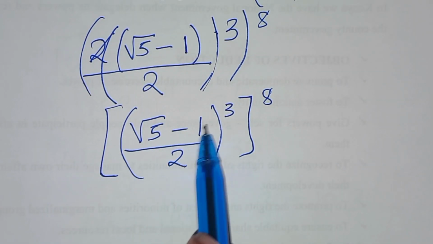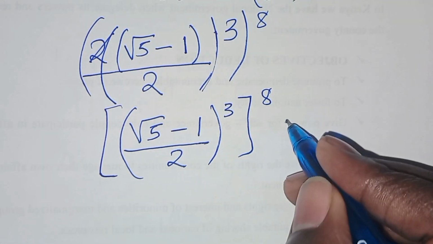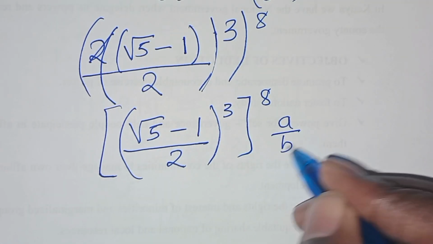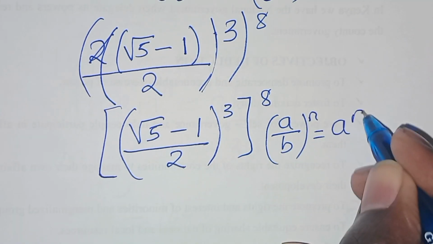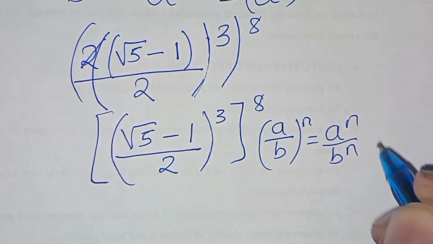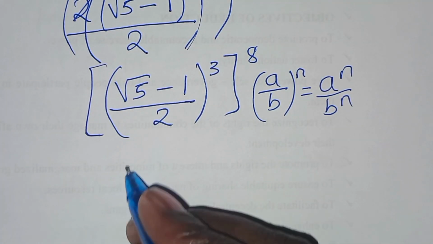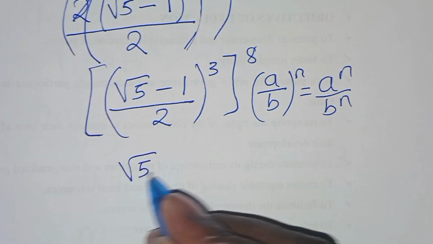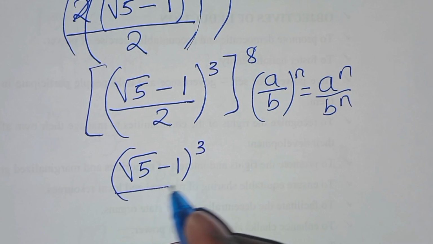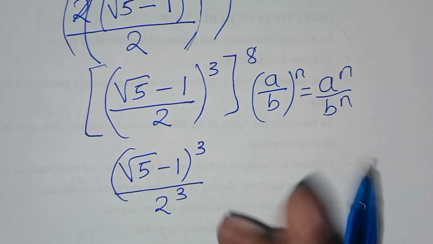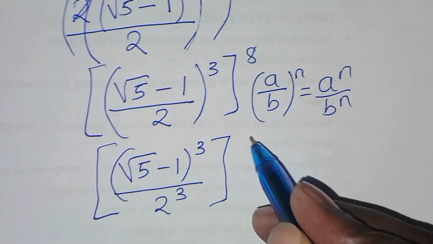Now, square root of 5 minus 1, divided by 2, raised to power 3 is in the form of a over b raised to power n, which you can express as a to power n divided by b to power n. Applying this exponent property, we have square root of 5 subtract 1 raised to power 3 divided by 2 to power 3, then everything here raised to power 8.